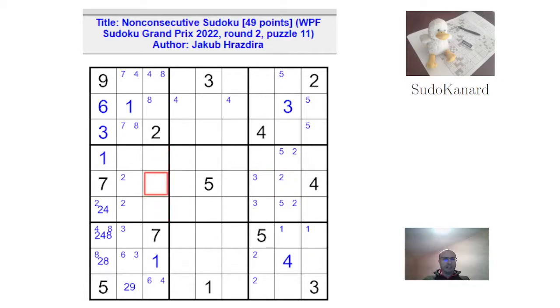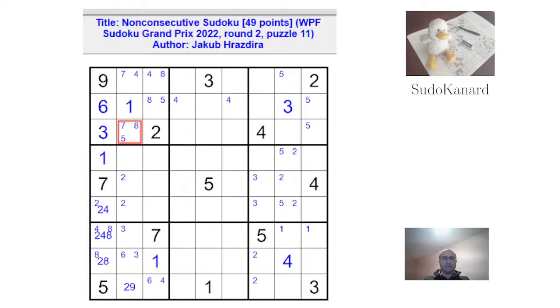What about this? I don't know. The only digit that is not pencil marked here is 5. 5 can't be here because it would be next to a 4, so 5 has to be in one of those.